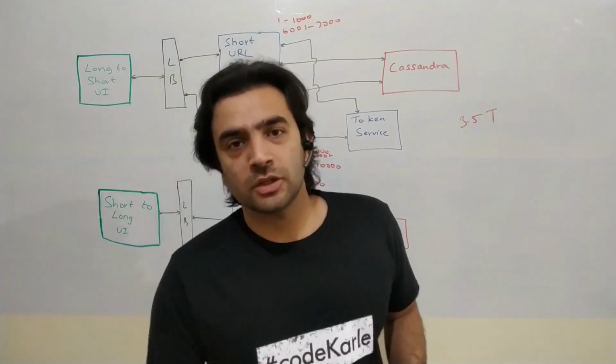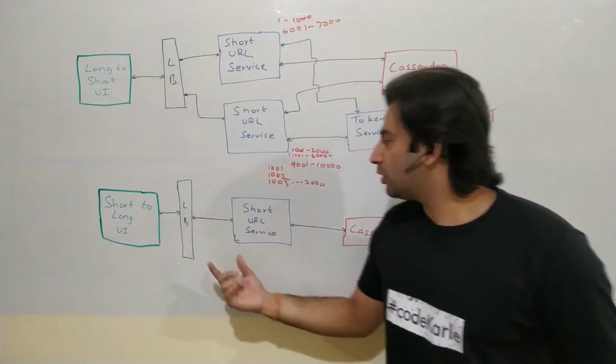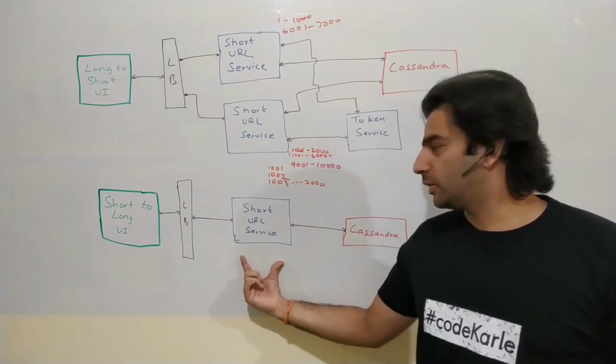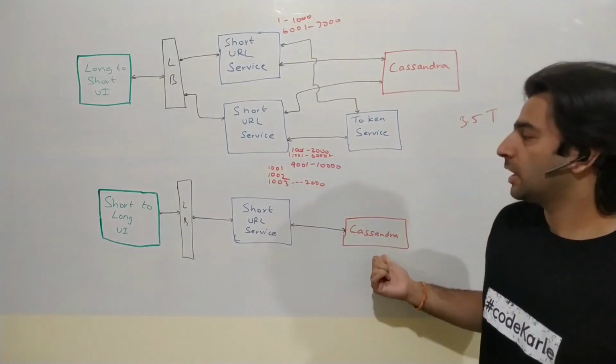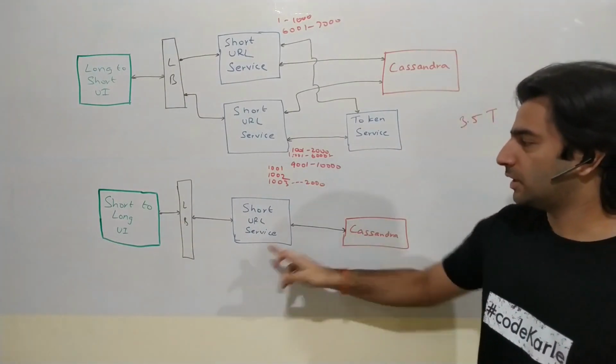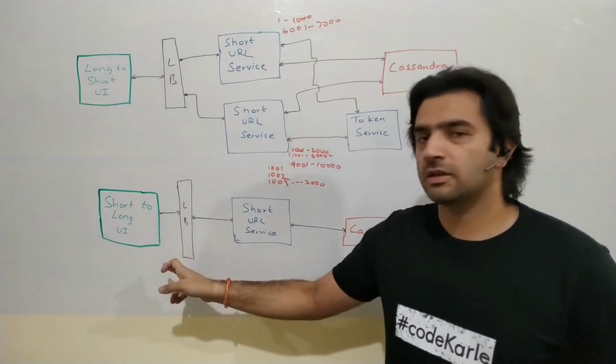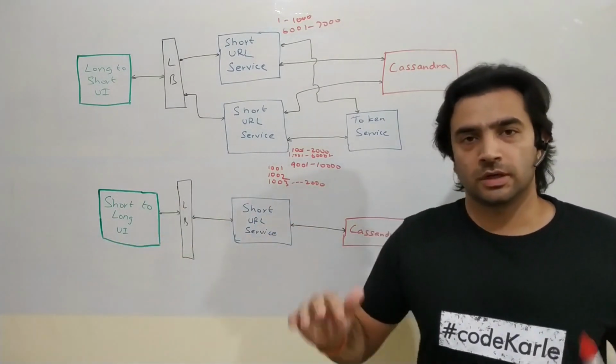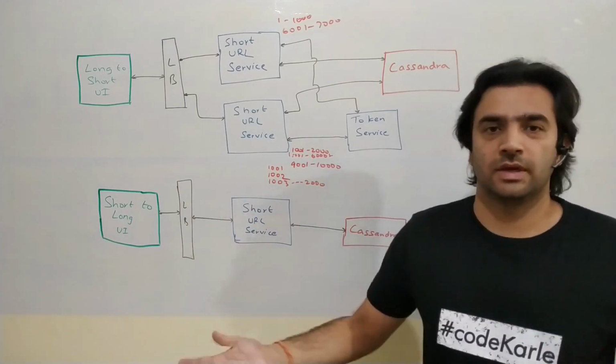Now on the other side, when a short URL is hit, all you do is you get a request in with the short URL, you hit your database, and you get the longer URL. You send it back, the service does a redirect, and the user gets redirected to the main URL.